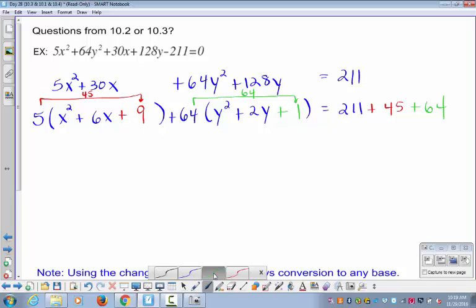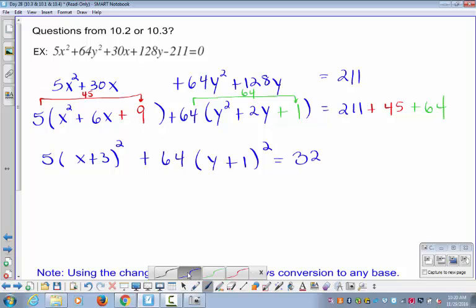Keep the balance. Now we're in a position where we can factor. Both of these will always be perfect square trinomials every single time. Add all those together: 109 plus 211, 320. All right, 320, okay, great.